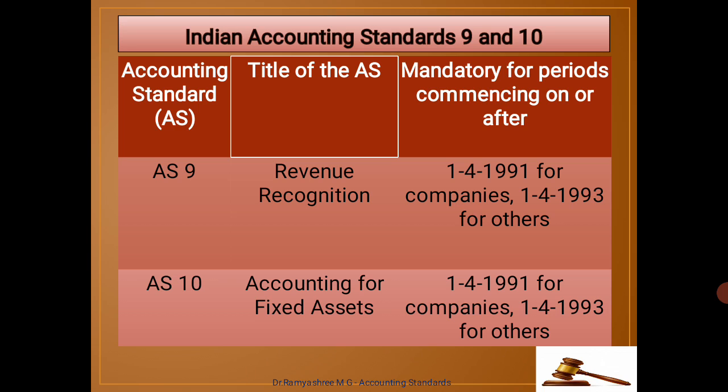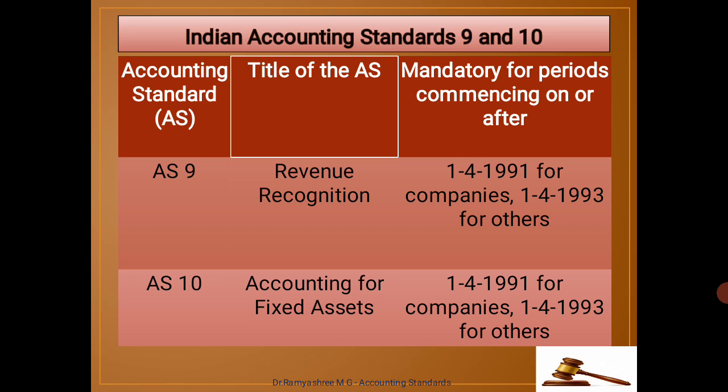Accounting Standard 10 deals with accounting for fixed assets. This accounting standard has become mandatory with effect from the accounting periods commencing on or after April 1st, 1993 for all the enterprises. This standard explains accounting for fixed assets excluding those items which have been specified under this standard. It applies to the financial statements of an enterprise prepared on historical basis.